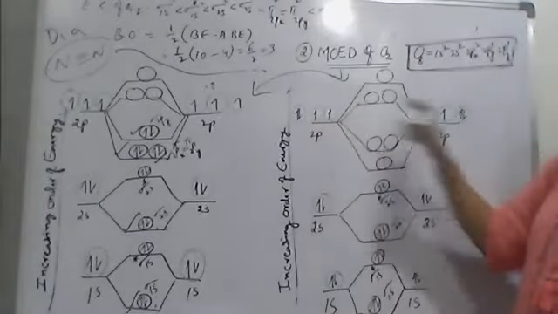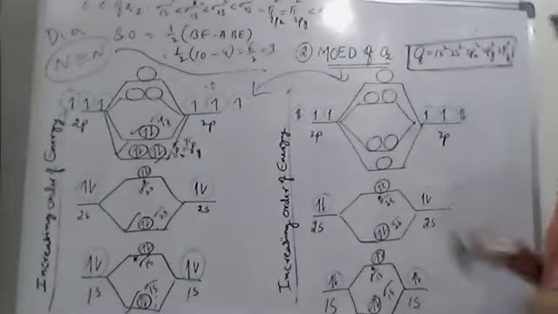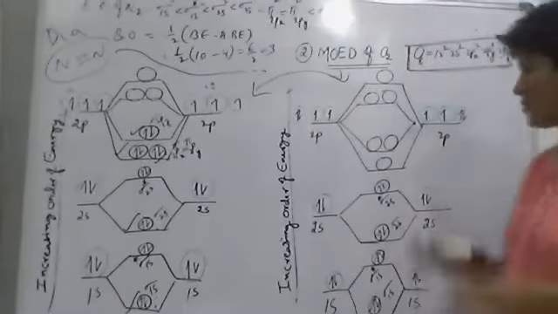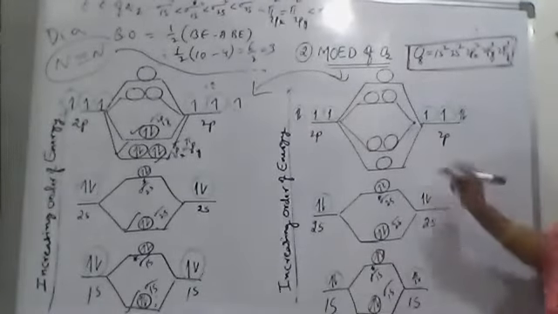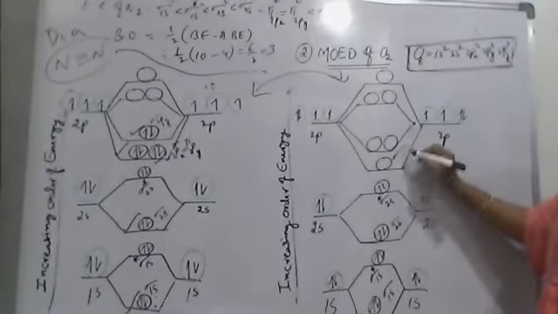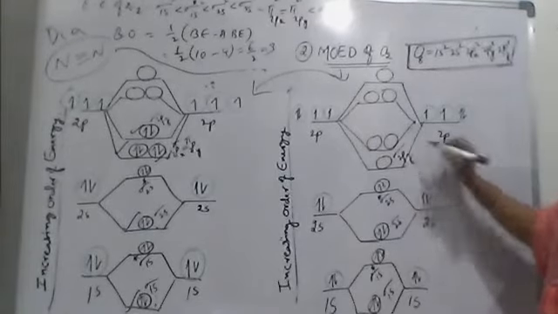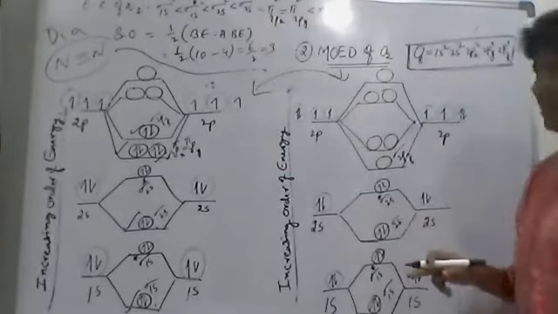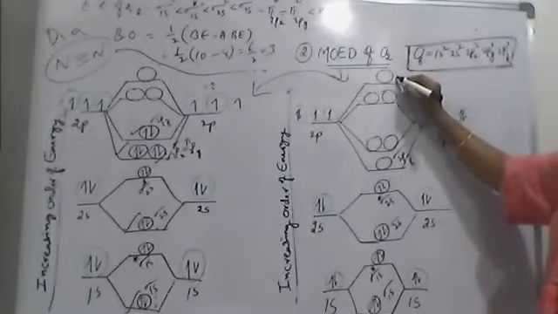1, 2, 3, 4. 4 electrons. 4 plus 4, 8. So here I told some change. What is that? This orbital is sigma 2pz. Sigma 2pz always forms sigma. So this is also sigma 2pz.